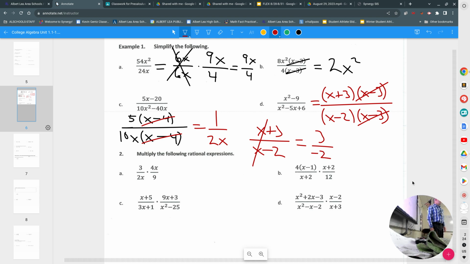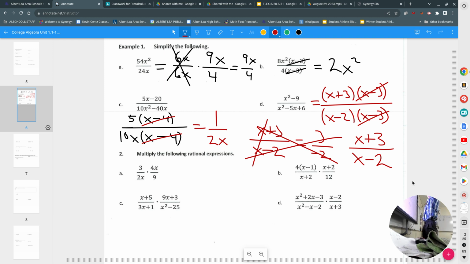Negative 3 halves? No, why not, Evie? Because you can't just cross off the x's. They're both different. Can't just cross those off. We have to do x plus 3 divided by x minus 2. When I write too fast, I'm recording. The 3's don't pick up very well. So I'm trying to adjust my handwriting accordingly.